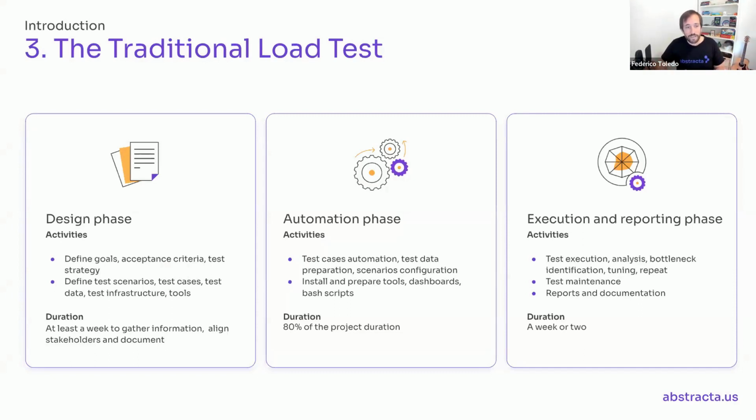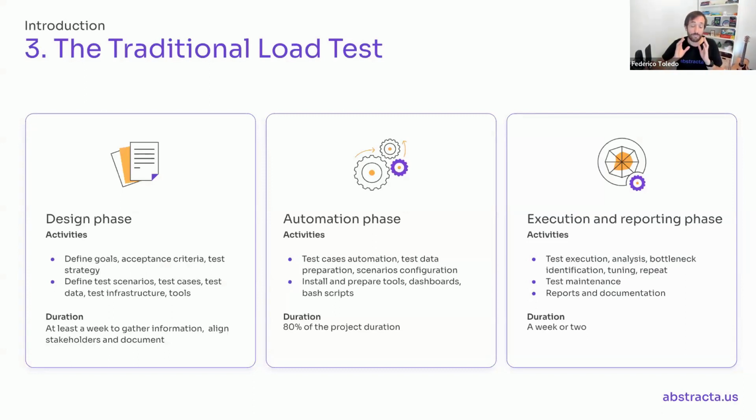3 phases, more or less. The first one takes around a week to gather all the information, define the goals, the acceptance criteria, what the test strategy is, defining the tools, the scenarios, the different test cases, all of that. It's at least a week in order to also align all the stakeholders, right, and document what's needed.